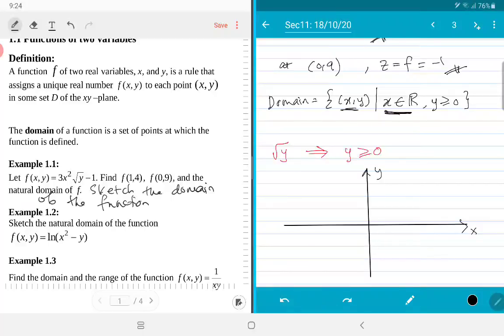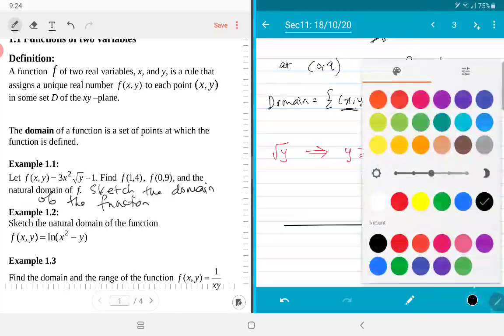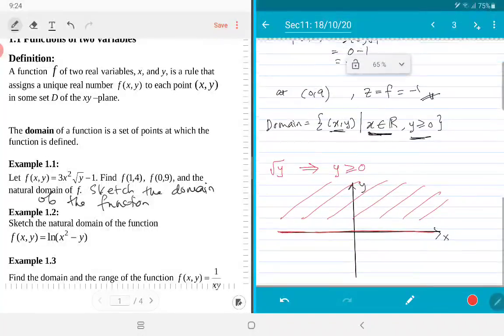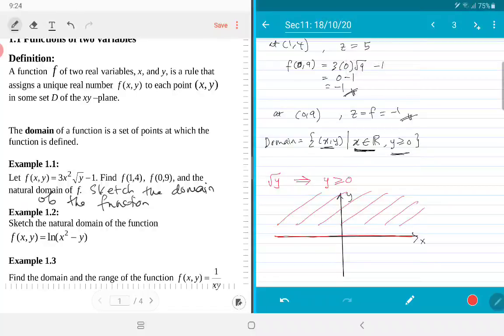But then here we have y must be larger than or equal to 0. Okay, so y equal to 0 would be on the x-axis, any point there, and then it must be larger. So any points in the first and the second quadrant and also on the x-axis would be the domain of the function. So the domain of the function would be any points in the first and the second quadrant and also all the points on the x-axis.